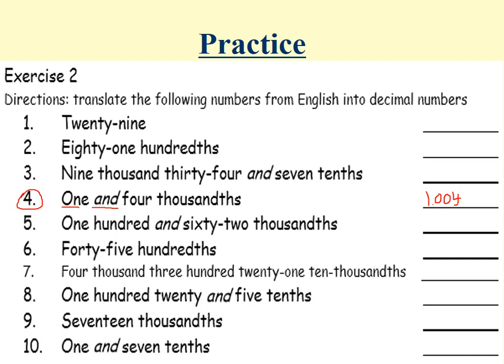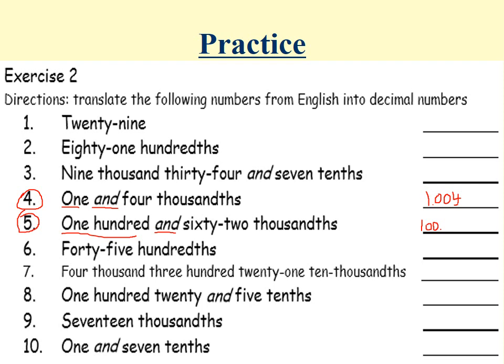Let's try one more example together. So here we have 162 thousandths. So remember, the "and" represents the decimal. So to the left of it, we have our whole number. So we have 100. So 1, 0, 0, dot, that's our "and", 62 thousandths.